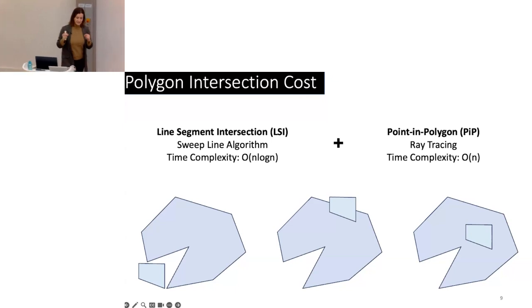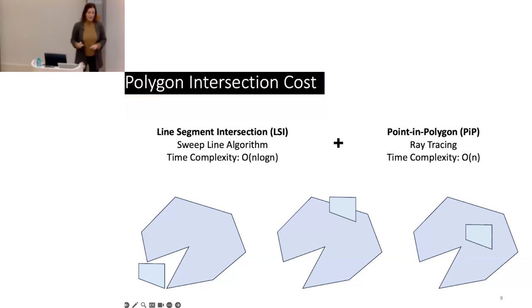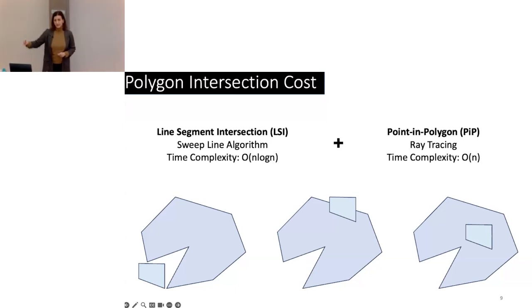Now, if that test doesn't find any hits, we still need to do one more test, because there is also the case that one polygon is fully inside the other polygon, which would also qualify for intersection. And for that, we have to do a point-in-polygon test using the ray tracing algorithm, and that has complexity linear in the number of vertices of the polygon.